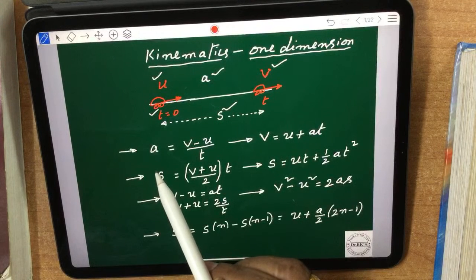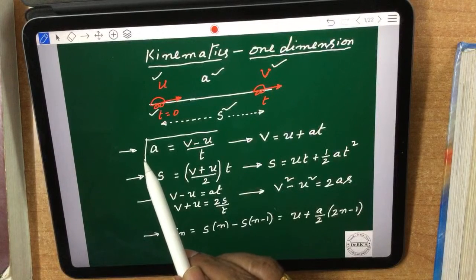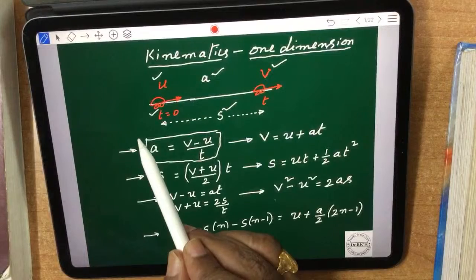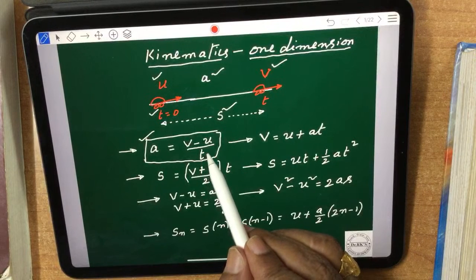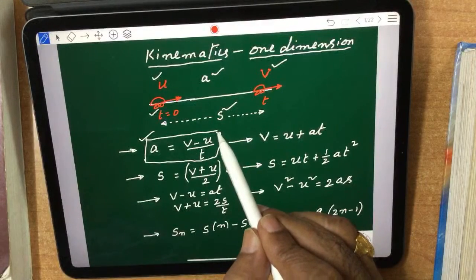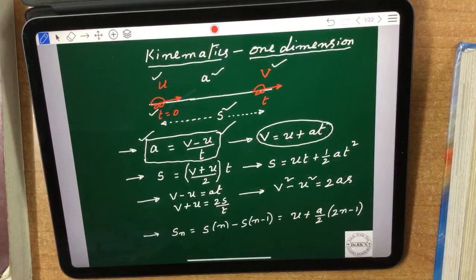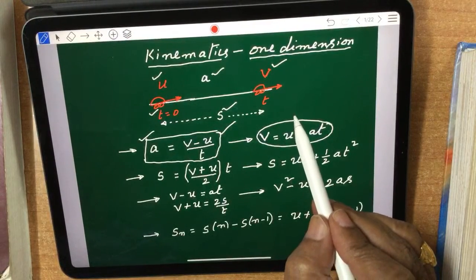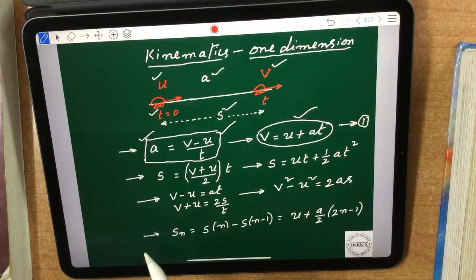Then what is the definition? Definition means quantitative idea. How much is the acceleration? How do you calculate acceleration? Acceleration is defined as change in velocity per unit time. How much change in velocity is there for 1 second? That is called acceleration. This definition leads to the formula v = u + at, the first equation of kinematics. And be careful, this formula is valid only when acceleration is constant.